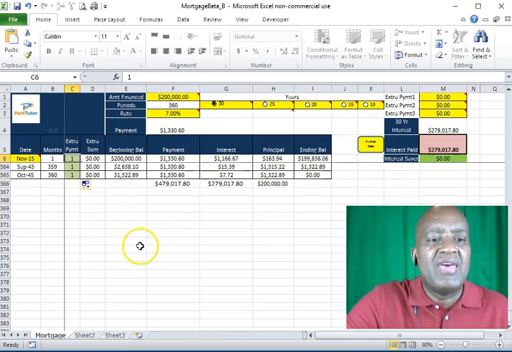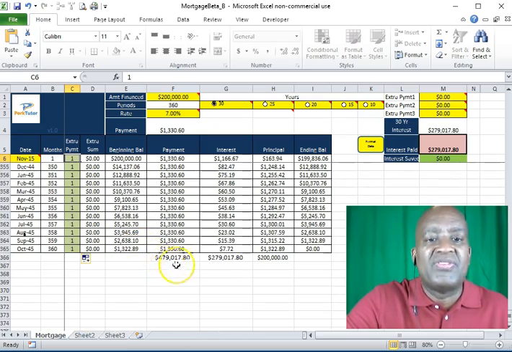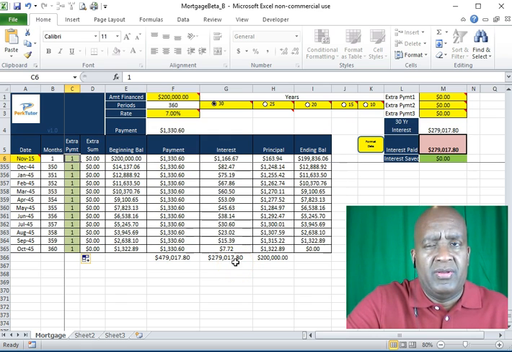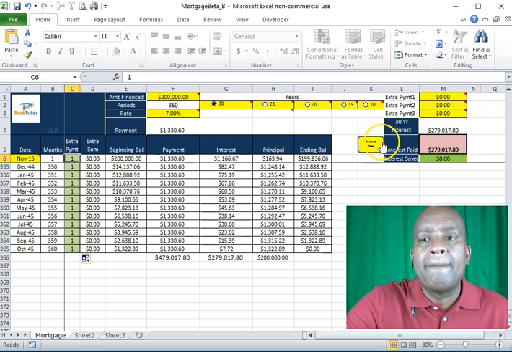At the end of that 360 months, you would have paid $279,000 in interest. Wait a minute. The original loan was only $200,000, and the interest over the life of the loan is more than the amount that you borrowed. So the total amount you're paying for that home is $479,000.